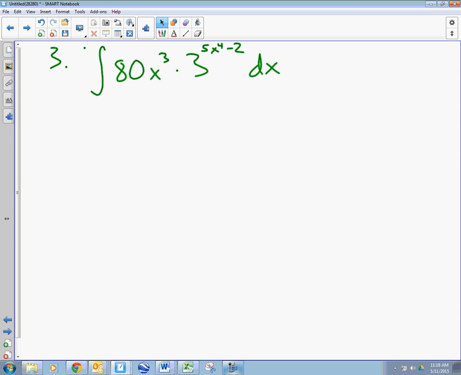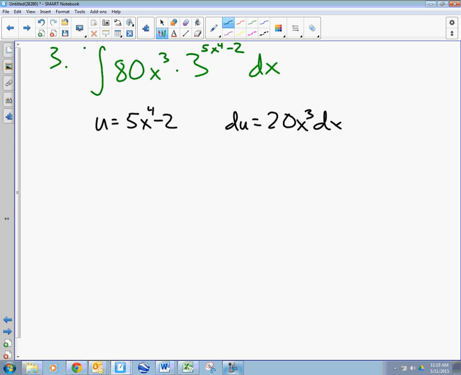Okay, problem number 3. 80x to the 3rd times 3 to the 5x to the 4th minus 2 dx. Yep, the minus 2 is up top in the exponent. So what'd you say u is? Yes, u is 5x to the 4th minus 2. So du is 20x to the 3rd dx, so times it by 4. I have my substitution. 4 times the integral of 3 to the u du.